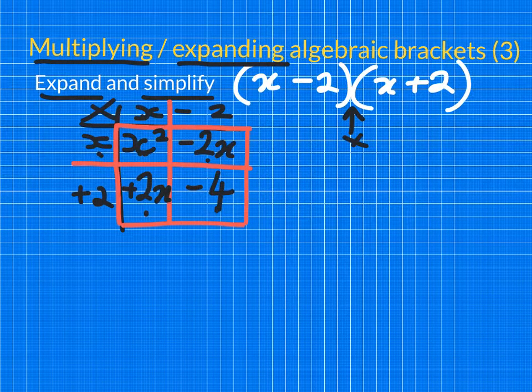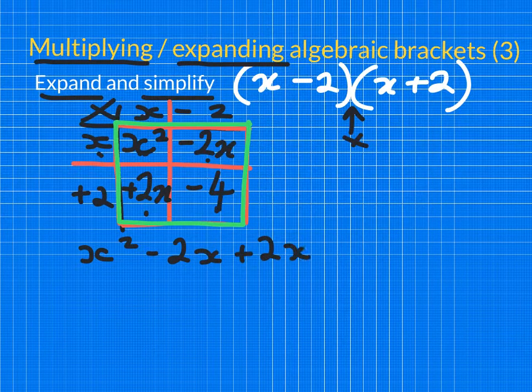Now we can add together all the parts to find out the total area of this whole rectangle. We have x squared, we have a minus 2x, a plus 2x, and a minus 4. The last thing we need to do is to look to try and simplify our answer.